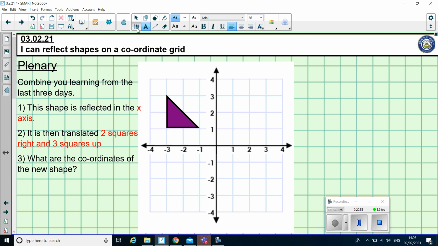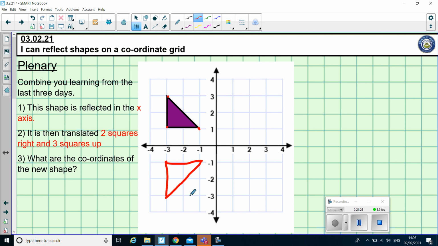Okay, thinking about that shape then, first of all, it's reflected in the x-axis. So we've got 1 square down, so it's going to be 1 square down. So this first vertex is going to end up here. This vertex, 1 square from the axis, so it's going to be 1 square from the axis. So the second vertex is going to end up here. And the final vertex is 1, 2, 3 squares from the axis, so it's going to be 3 squares from the axis. So first of all, step 1, it would give me a shape that looks like this.